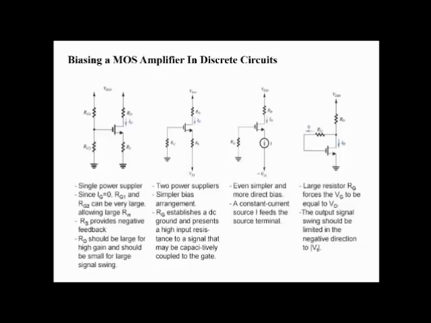Now this biasing of MOSFET amplifiers can be used in some different circuits. These are some of the different biasing circuits. The first one is a single power supply, and the second one is a two power supply. The third becomes more direct biased, and the large resistor RG forces VG to be equal to VD in this part. So it is a self-feedback type circuit. There are different applications, and according to the application, according to human needs, this has been designed, and it can be further designed in future also.